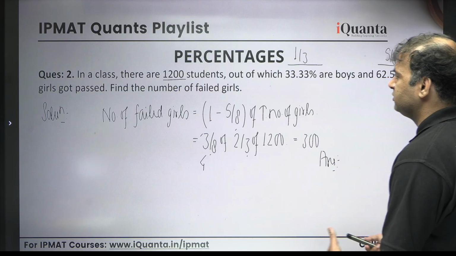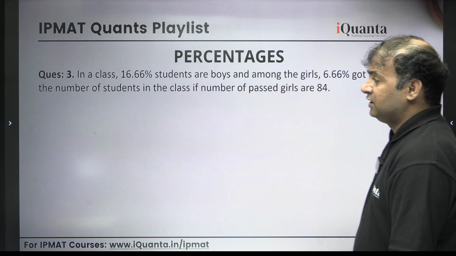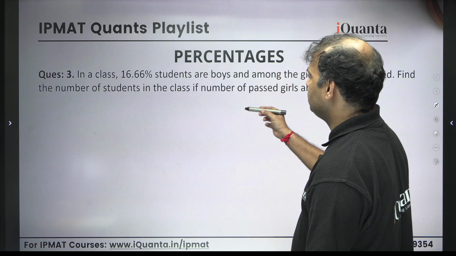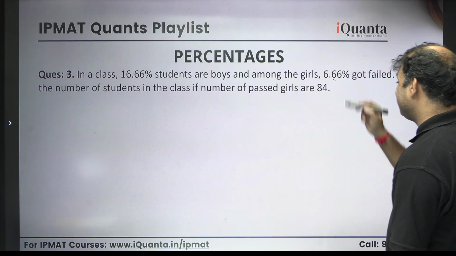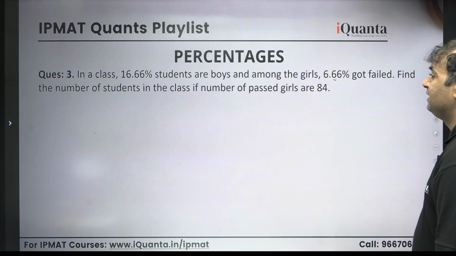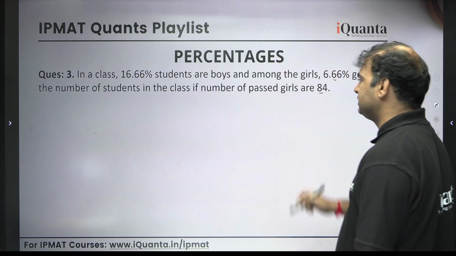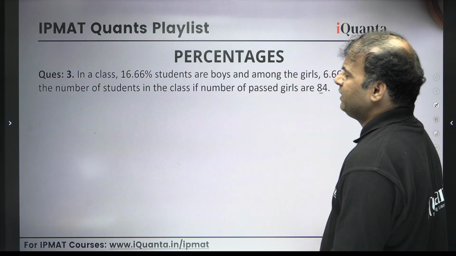Now coming to the third question of the day, right? This question is very interesting. The question says that in a class 16.66% of students are boys, and among the girls 6.66% have failed. Now find the number of students in the class if the number of passed girls is given to us as 84.